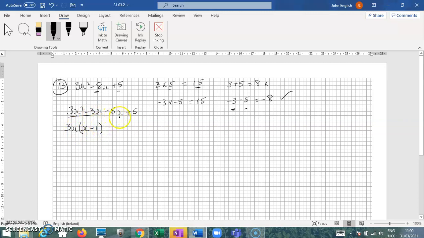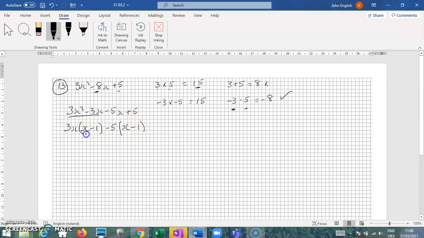And then we look at the second two terms. We've got a minus 5x and a plus 5. So certainly minus 5 will divide into both. Minus 5 into minus 5x: here we're dividing a minus into a minus, so that's going to give us a positive term, which in this case is x. And minus 5 into a positive 5 is going to give us a minus 1.